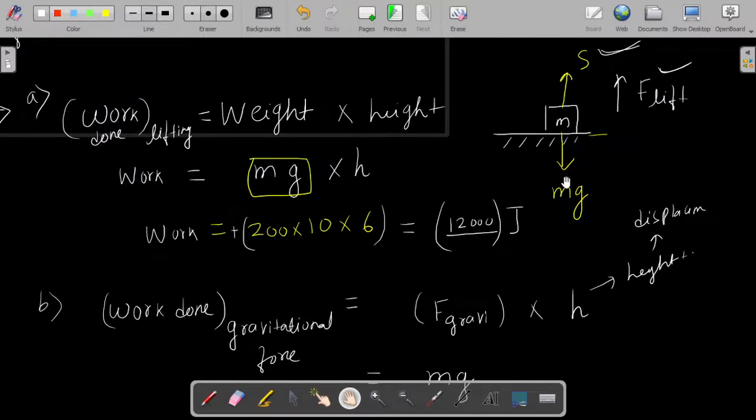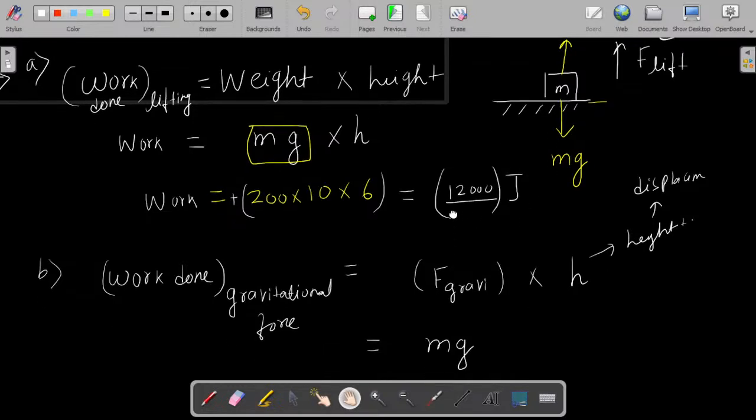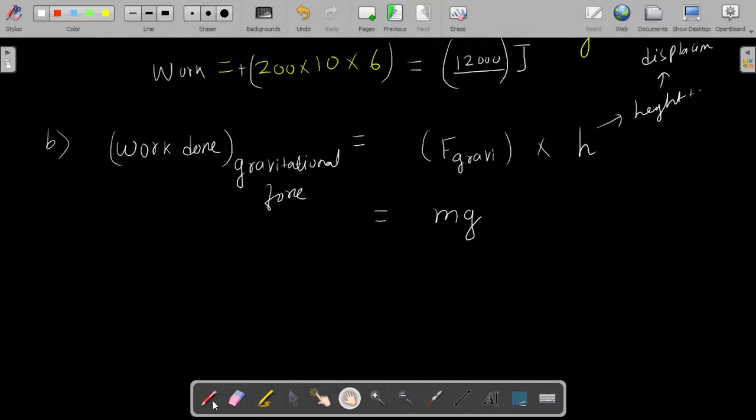In this case, the gravitational force is mg. g is the gravity and it is acting in the downward direction. So the gravitational force acts downward, and the displacement is in the opposite direction. Gravitational force is acting in the downward direction, displacement is in the upward direction. So both are in opposite directions. That's why here it is negative. So write down: you will get negative work done.